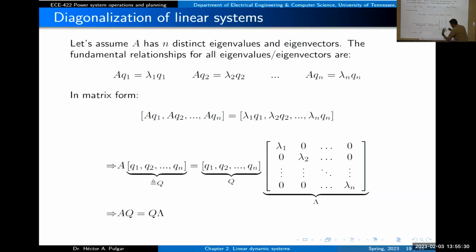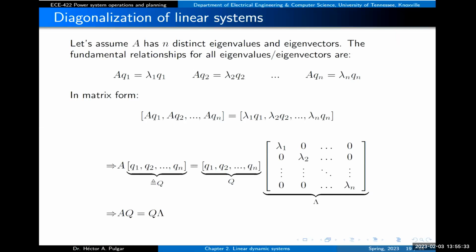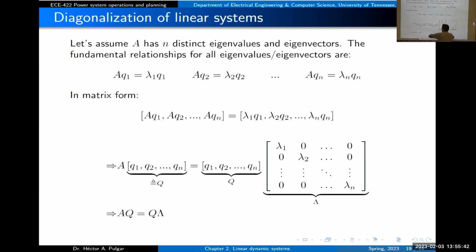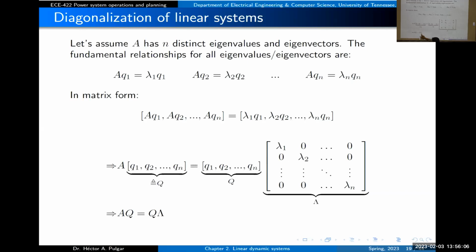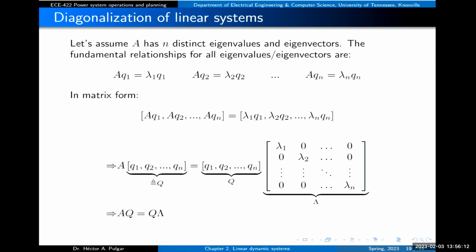You can verify this, and I suggest you do it, that this multiplication will actually lead to this result. So with that, by putting all the equations for the eigenvalues and eigenvectors together in matrix form, we come up with this nice relationship. What do we have here? We are establishing a one-to-one correspondence between the matrix A and this matrix capital lambda. This capital lambda is very particular because it's a diagonal matrix, with the diagonal terms being the eigenvalues.